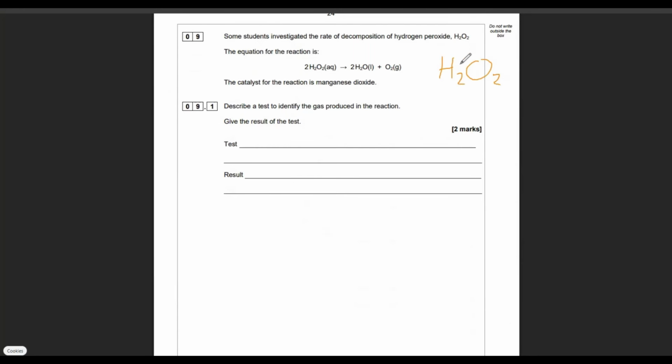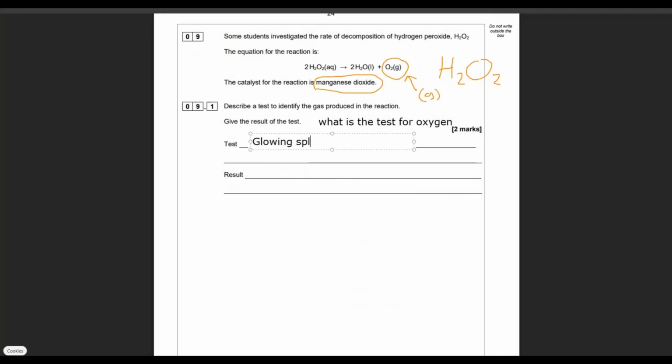Some students investigated the rate of decomposition of hydrogen peroxide, H2O2. The equation for the reaction is 2H2O2 goes to 2H2O, that's water, and oxygen gas. The catalyst for the reaction is manganese dioxide. Describe a test to identify the gas that is produced in the reaction. Give the result of the test.